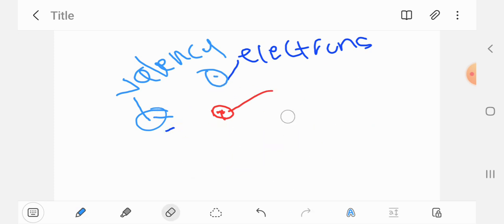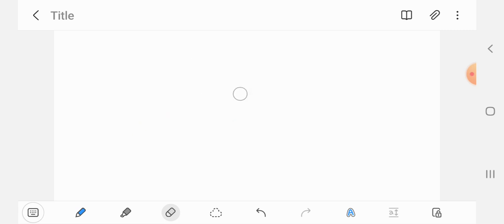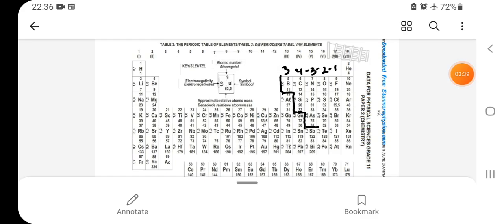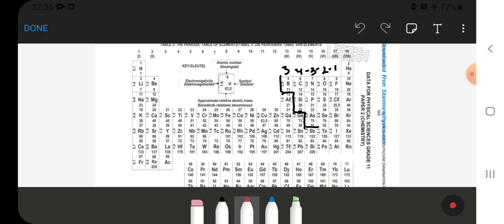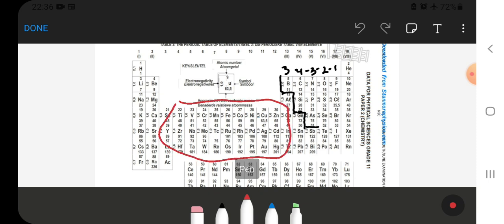So let's look at the periodic table and try to do something practical. Anything towards the right hand side of that dotted zigzag line that I've drawn, we have non-metals, and then on our left hand side we have metals, and then the ones in the middle here are transitional metals.